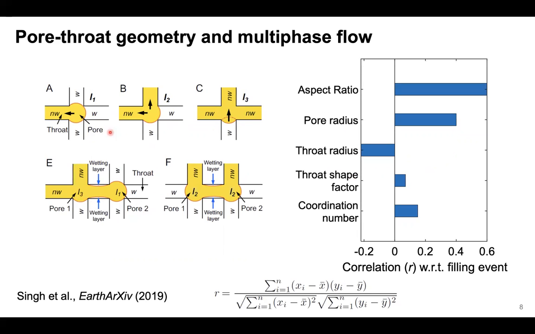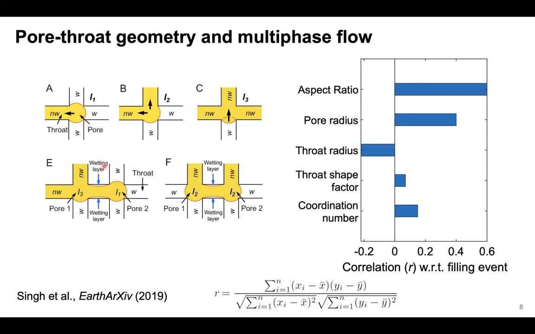Just to give you an example of one sort of analysis, let's say this is our fluid configuration here. We call it I1 fluid configuration because one throat is filled with oil here. But here we call it I3 because 3 throats are filled with oil. In this case, it's a non-wetting phase here.